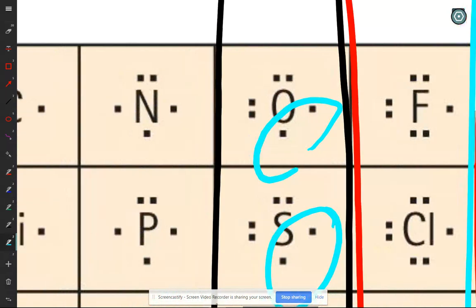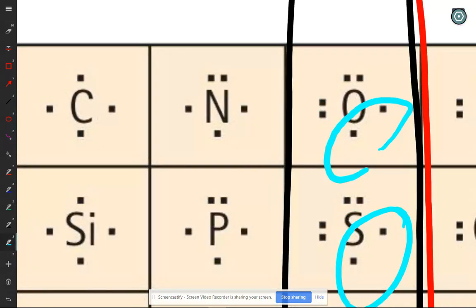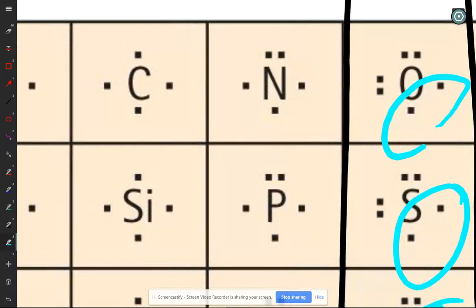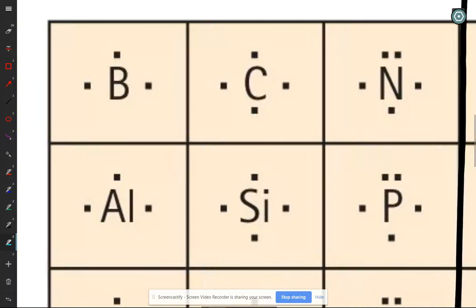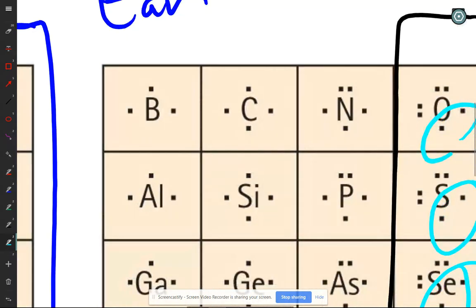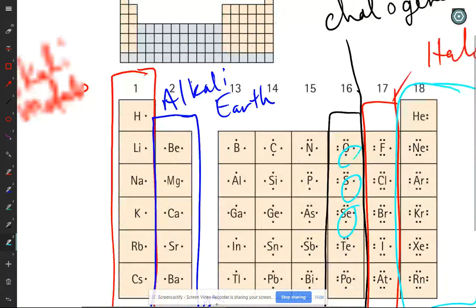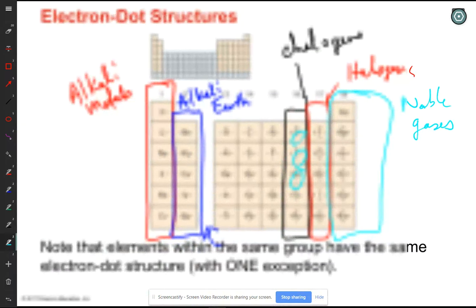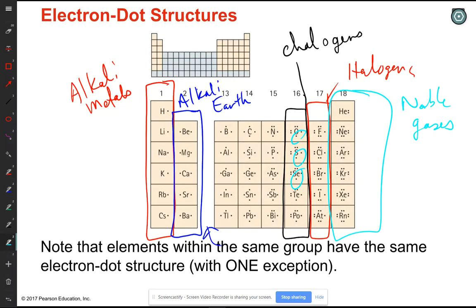And of course, we go over here to nitrogen. How many bonds is it looking to make? 3, typically. Phosphorus, 3. Carbon, silicon, 4. Aluminum, boron, 3 again. So you're not going to have this graph or this picture on the exam. This is stuff that you have to be able to deduce from the positions in the periodic table.